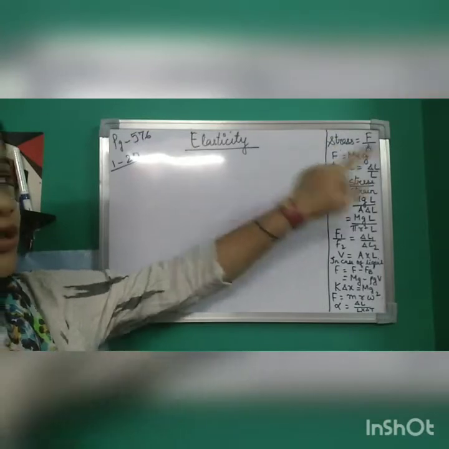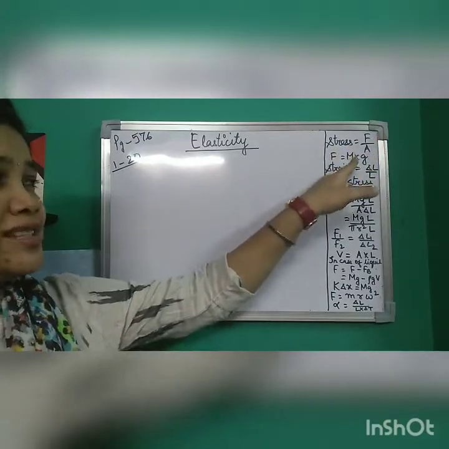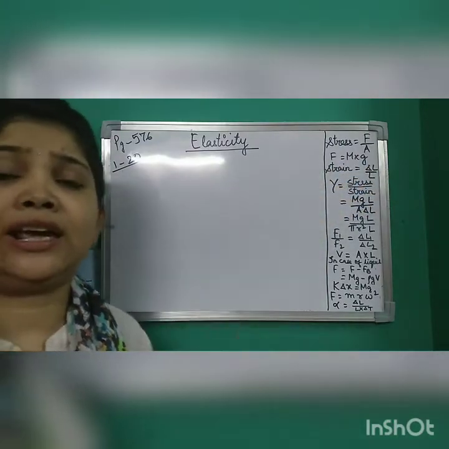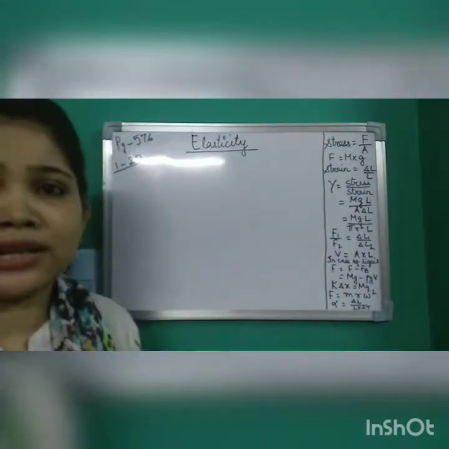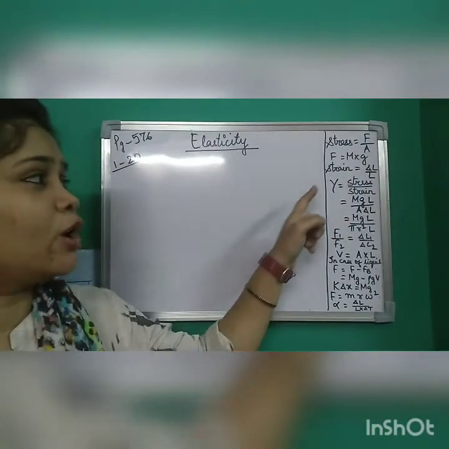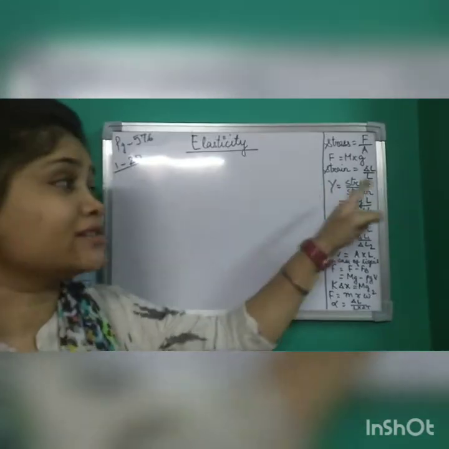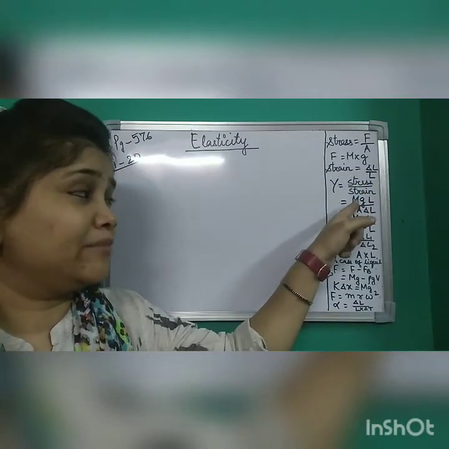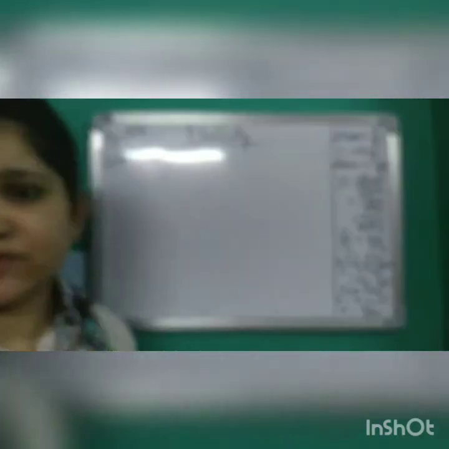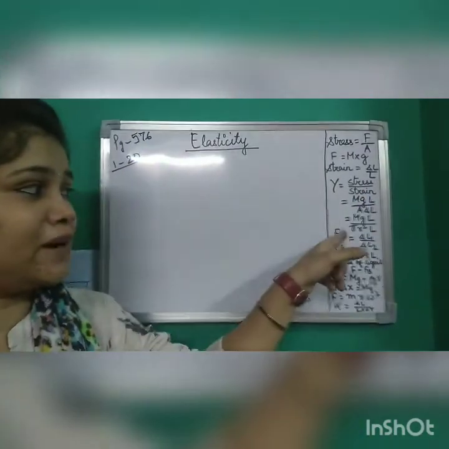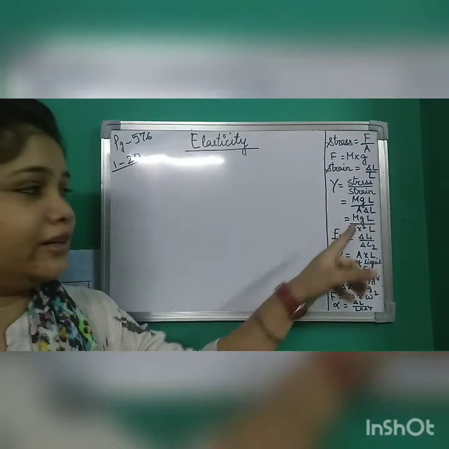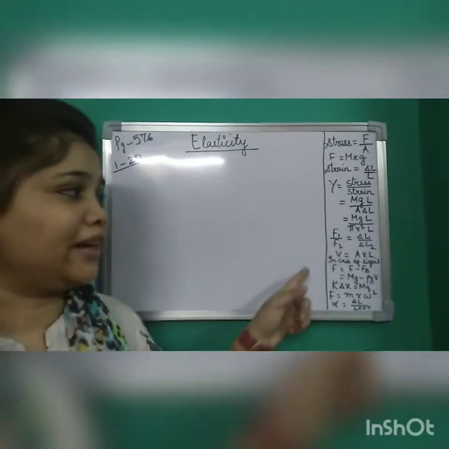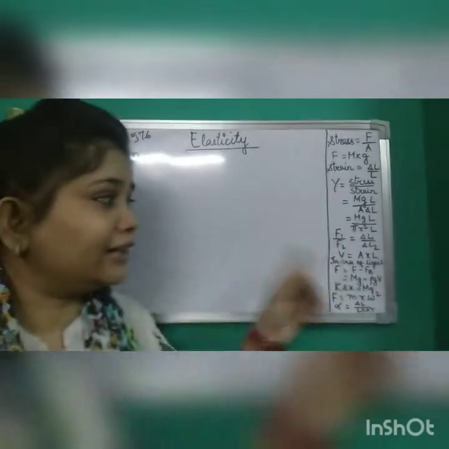So stress, as I told you, is force by area. Force is m into g, mass into acceleration due to gravity. Strain is delta L by L, where delta L is the change in length and L is the actual length. Y, which is Young's modulus, is stress by strain, which is mgL by A delta L, which I had derived and showed you. Now area is pi r square, so I have divided it and written it as mgL by pi r square delta L. Another formula: F1 by F2 is equal to delta L1 by delta L2.